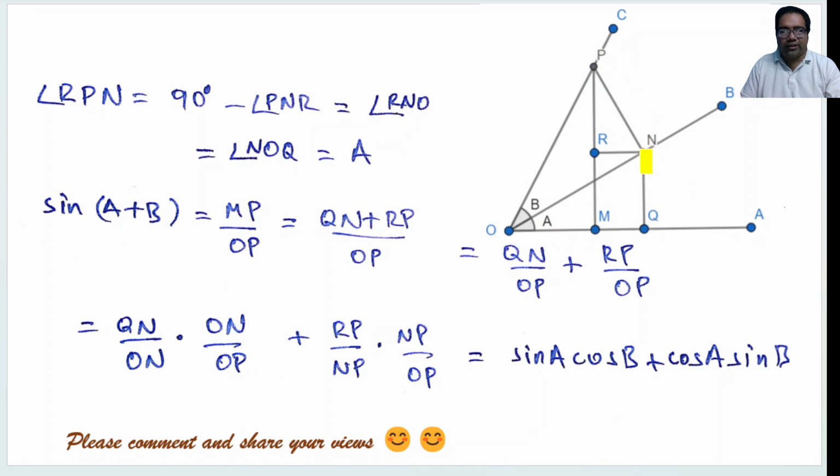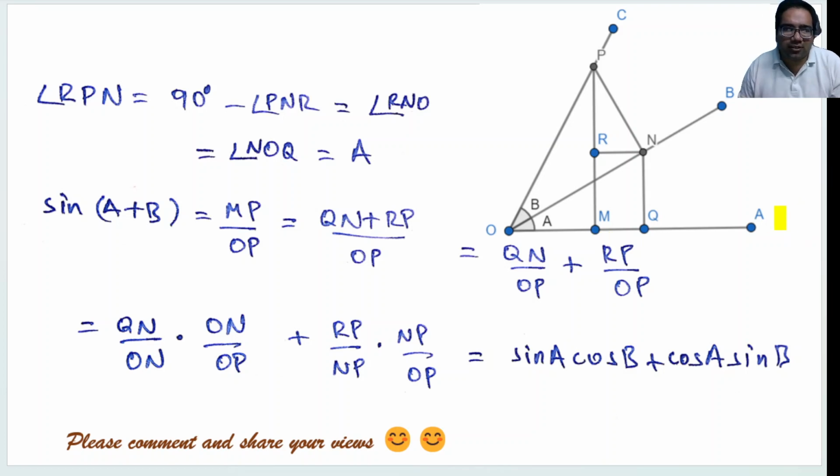If we pick a random point here and project it, it might not meet. So from P, we have the perpendicular PM and PN. Then from N, NQ and NR. So this is a rectangle. PN is perpendicular to OP, and NQ is perpendicular to OA.